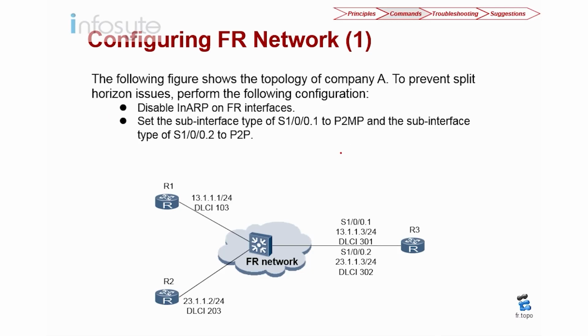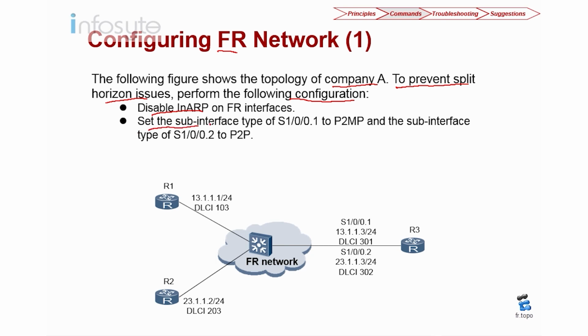Here we have another topology. We are going to look into frame relay. So company A again needs to configure frame relay. To prevent the split horizon issue, perform the following configuration. First, we have to disable inverse ARP. That is simple, you just do undo fr inverse-arp.